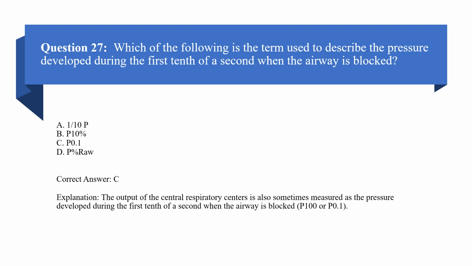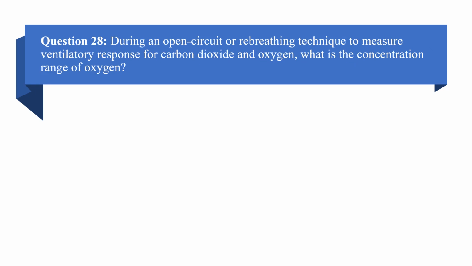The explanation goes like this. The output of the central respiratory centers is sometimes measured as the pressure developed during the first tenth of a second when the airway is blocked. It's known as the P100 or the P0.1. This is another question that requires the recall of discrete facts, phenomena that happen during certain pulmonary function testing.